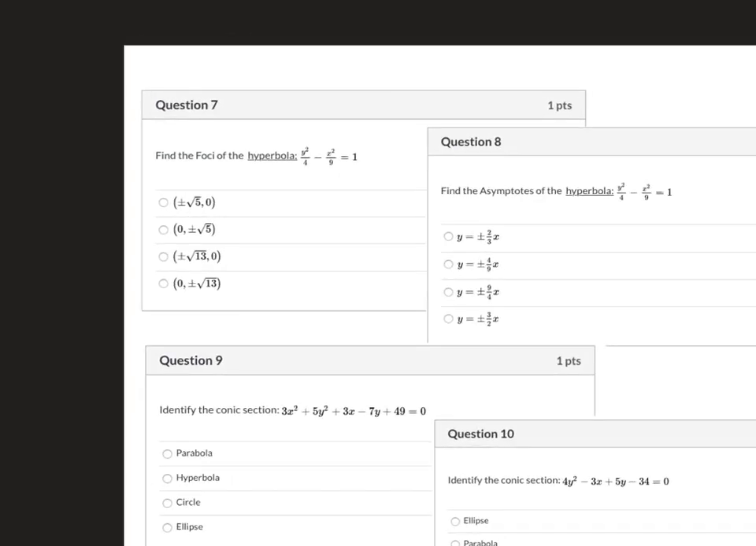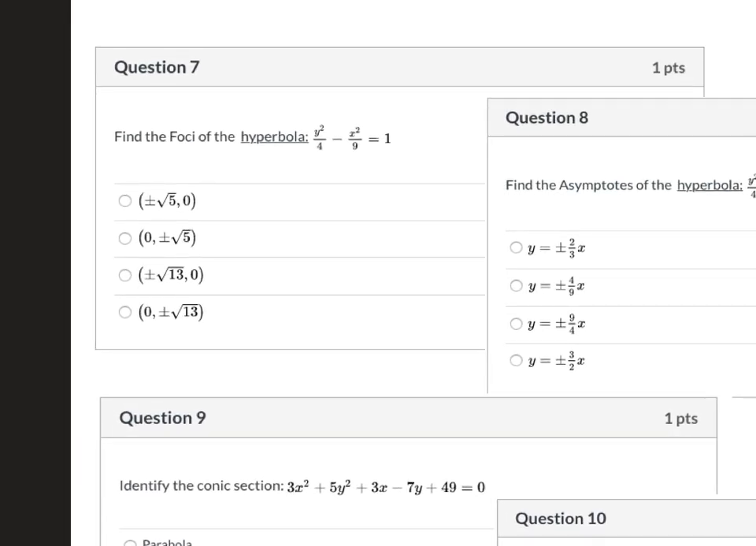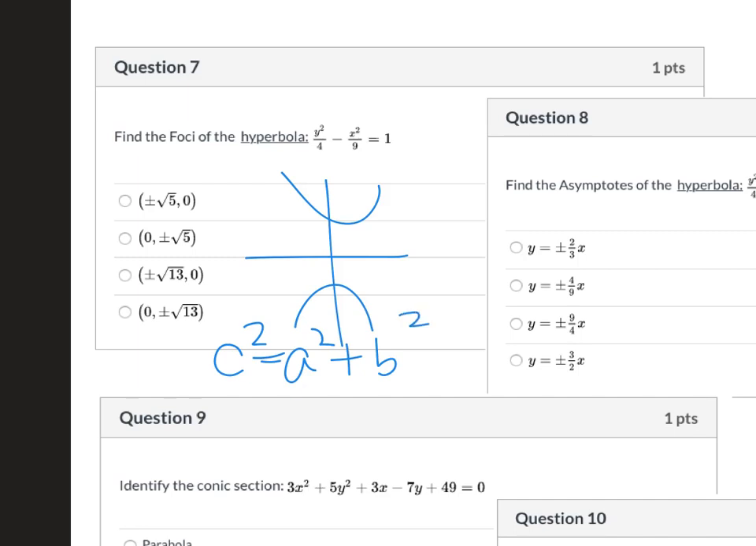Here we go. Number 7, now we're going to find the foci of that hyperbola. Now remember, this is the hyperbola that opens up and down, and the foci would be using the foci equation, a squared plus b squared. So 9 plus 4 is 13. So c would be plus or minus rad 13. And that's going to be up and down because they have to be inside here. So that would be this answer here.